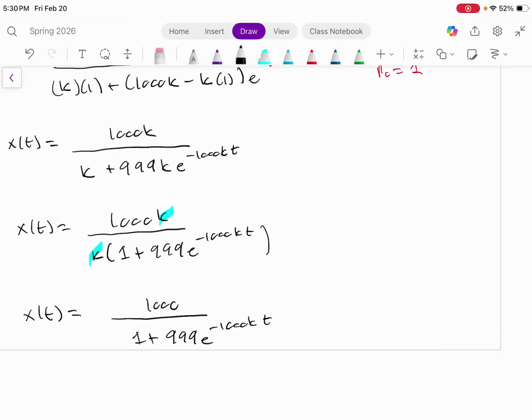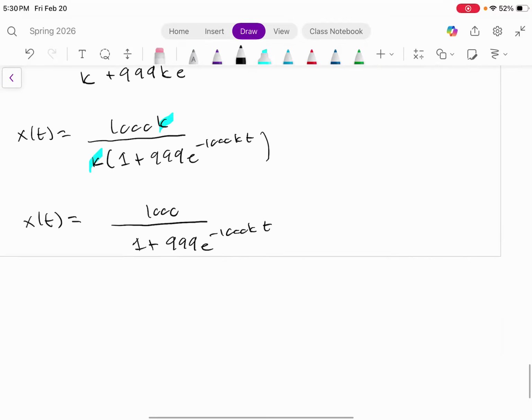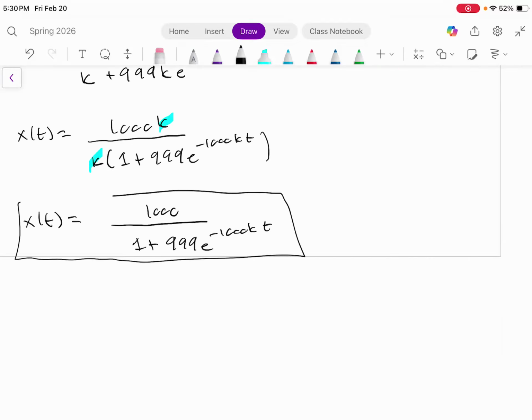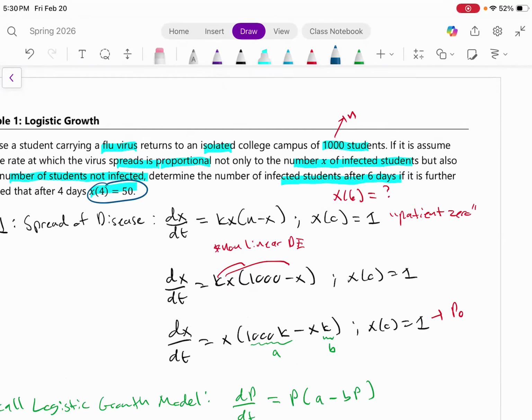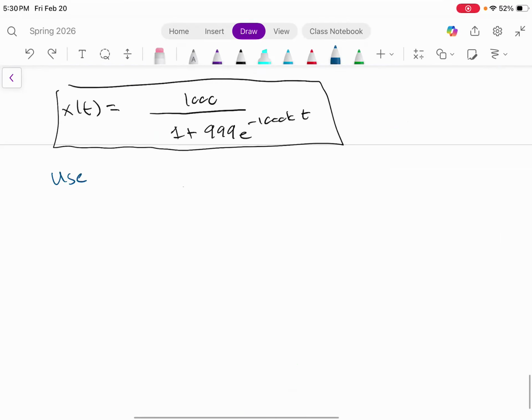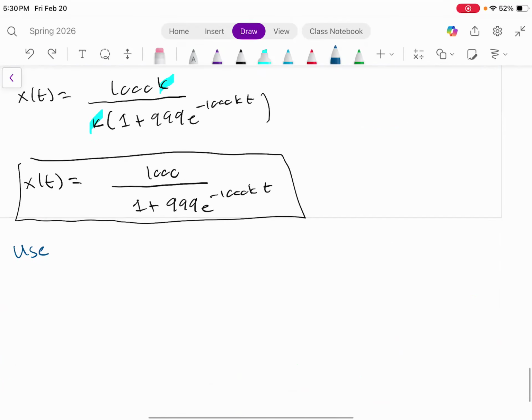Okay, so let's go ahead and use this solution that we found. And now we're going to find K. In order to find K, we're going to use what we're given from up above, that at 4 days, there's 50 people infected, and use that to find K. So use x of 4 equals 50 to find K. So let's plug in what we know.